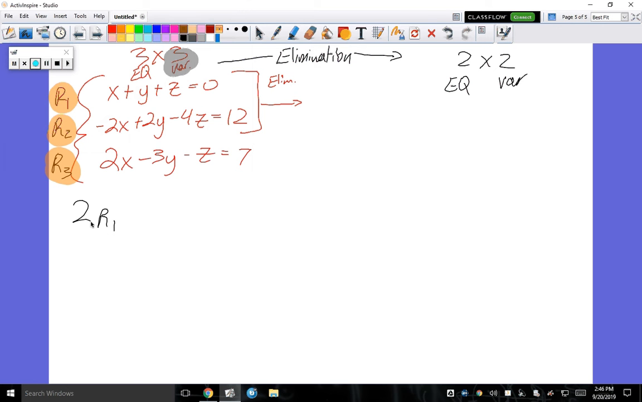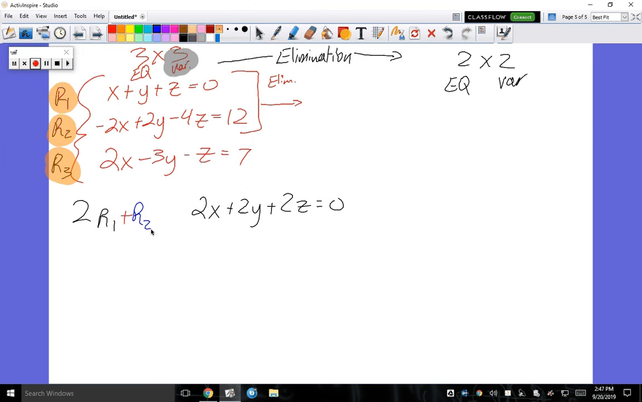And what this means is, and guys, your work has to be neat, okay? Even though I'm giving this to you before you start, it has to be neat. Otherwise, it's hard to follow your stuff, even yourself, to follow your own stuff. 2 times row 1 means this. 2x plus 2y plus 2z is 0. That's what 2 times r1 looks like. Now, I'm going to add what to that? R2. I'm going to add row 2.